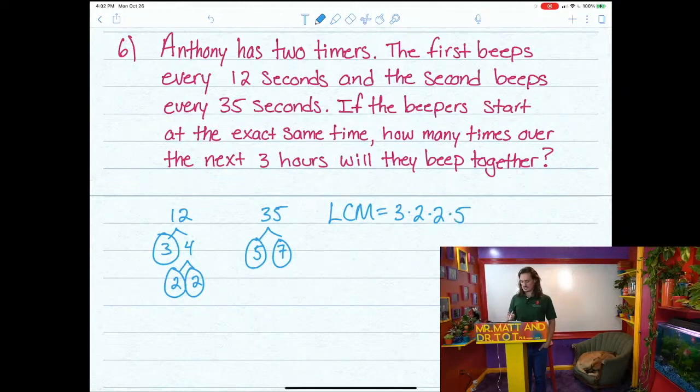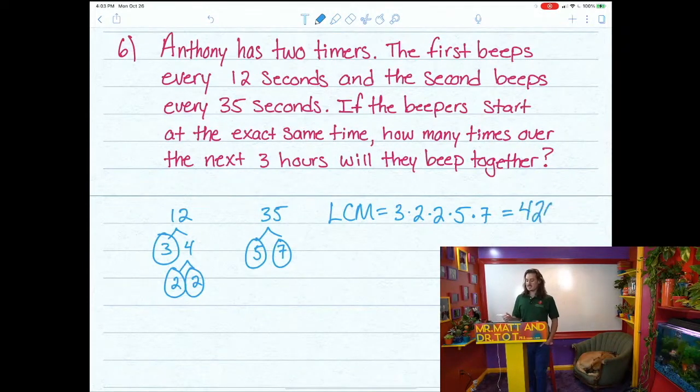Excuse me, I think I was saying the second. 3 is used once in the first, 2 is only used twice in the first, 5 is only used once in the second, 7 is only used once in the second. So you can see that it basically takes all of the factors that define the composite numbers that you began with. So it's exactly the same thing as just multiplying the numbers together. So if we take 12 times 35, we get 420.